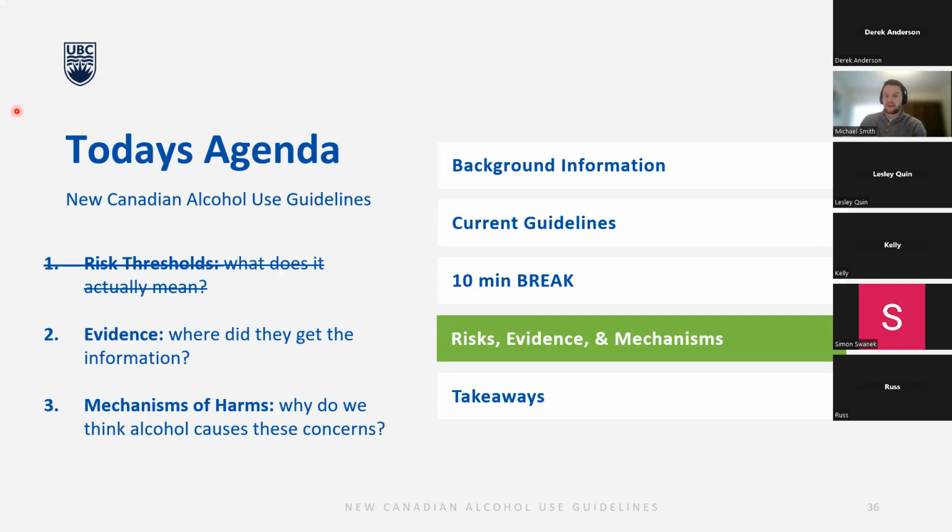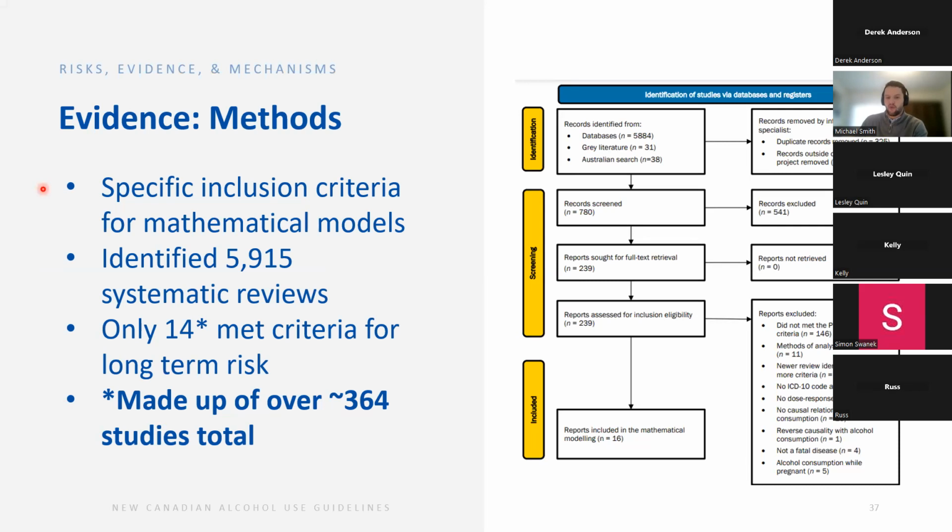With the remaining time, we're going to look at the evidence the CCSA has for making these claims and some of the mechanisms behind how alcohol can cause these adverse health effects and premature death. To inform their research and guidelines, the CCSA conducted a review of all the available literature dated from 2017 to 2021, and they identified about 6,000 systematic reviews related to alcohol use and its consequences. They had some specific inclusion criteria for the questions they were trying to answer, and I can go more into that at the end of the lecture if you'd like.